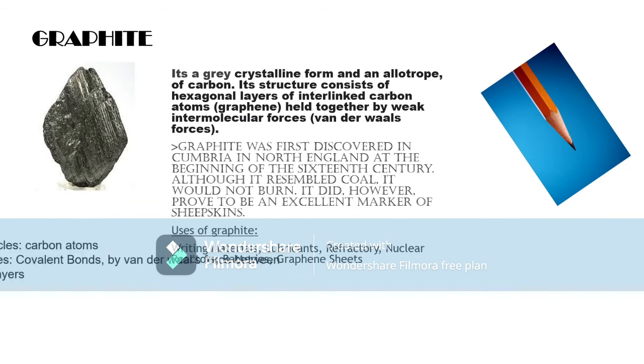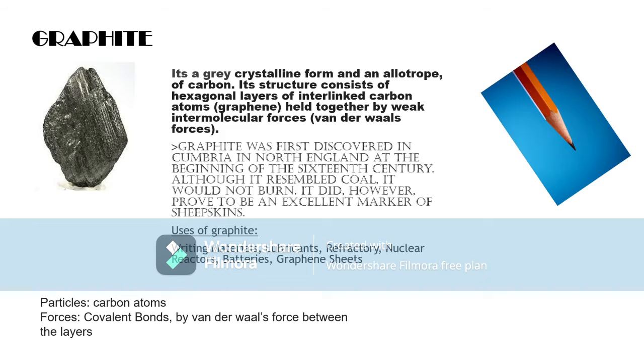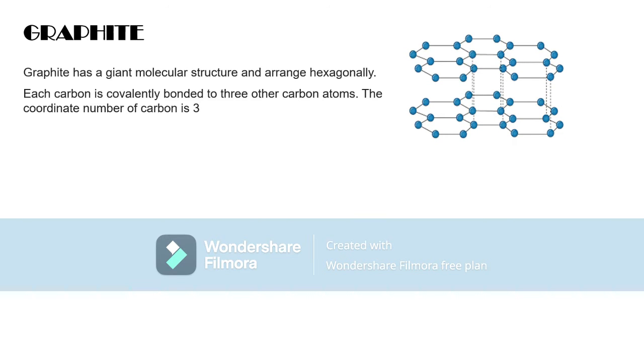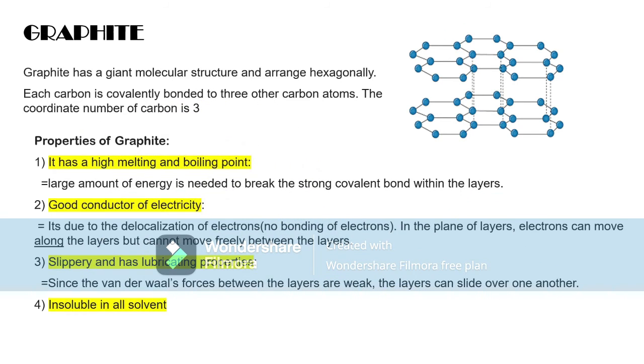The particles in a graphite molecule are carbon atoms. The forces between them are covalent bonds, with van der Waals forces between the layers. Graphite has a giant molecular structure arranged hexagonally. The coordination number of carbon is 3, which means that one carbon atom is covalently bonded to 3 other carbon atoms. There are 3 main properties of graphite.